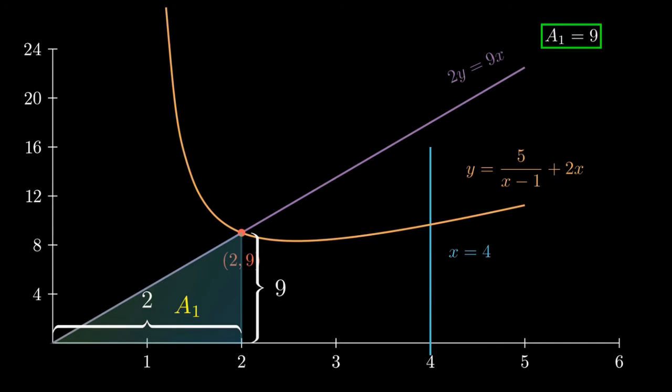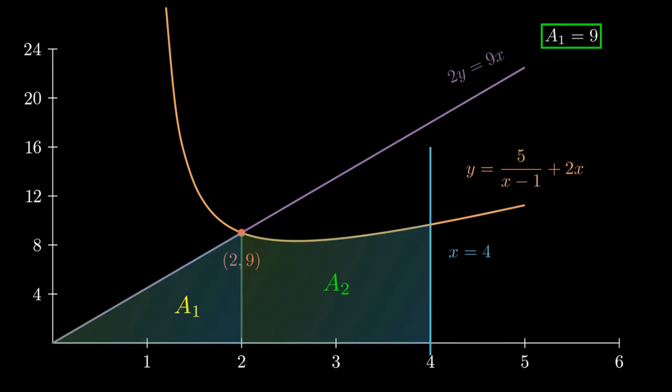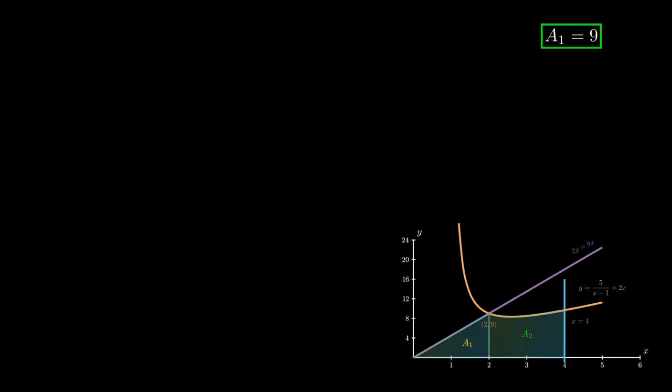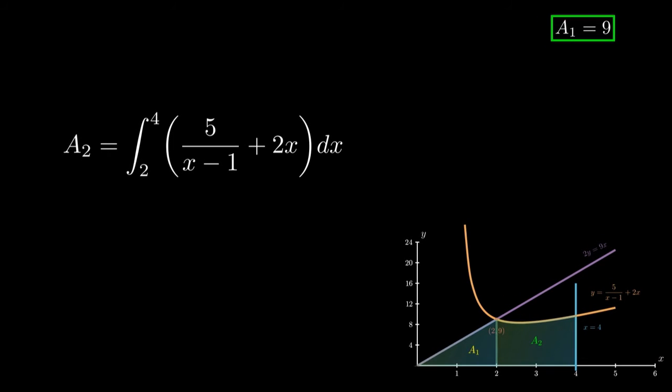Now we need to get the second piece. For this, we need to use integration because it's a curve. Okay, so the integral looks like this. Okay, we know the limits are 2 to 4 because we have that point 2, 9, and we have the line at the end, which is x equal to 4. So those are the limits of the integral.